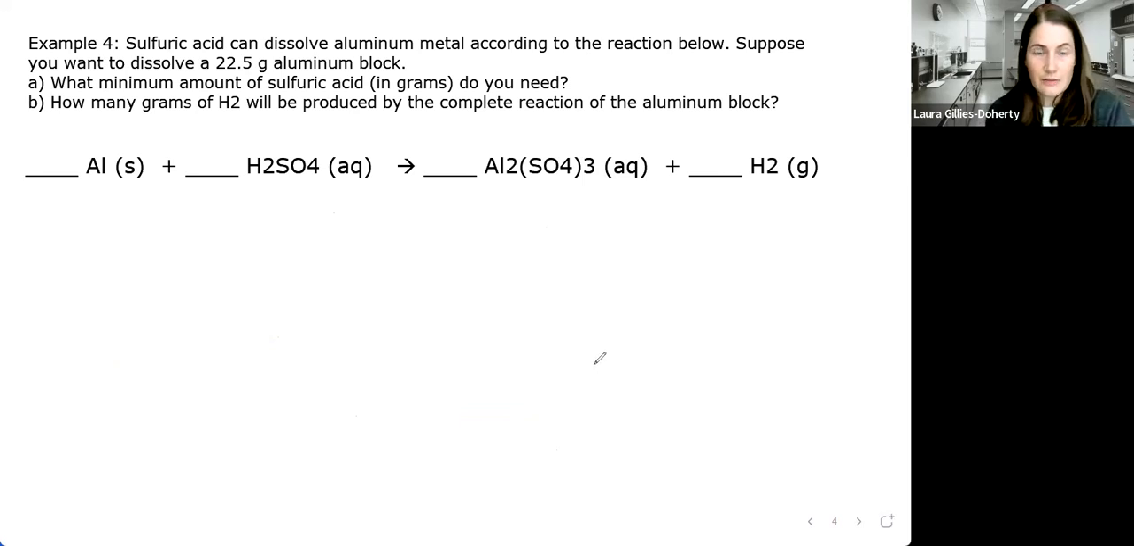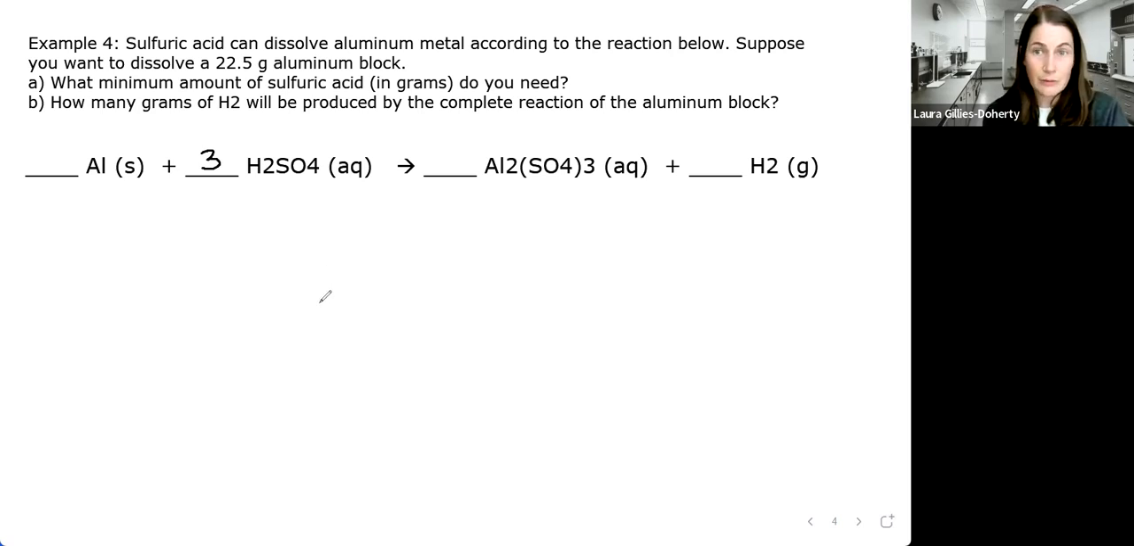Okay, so first thing, you've got to balance our chemical equation. If I start by checking my sulfates, H2SO4, I've got 1 sulfate on the reactant side and I've got 3 on the product side. So I'm going to start by putting a 3 right there to balance out those sulfates.